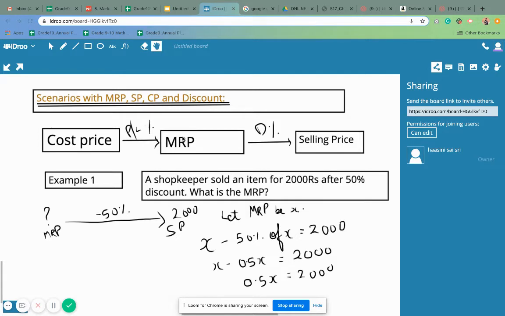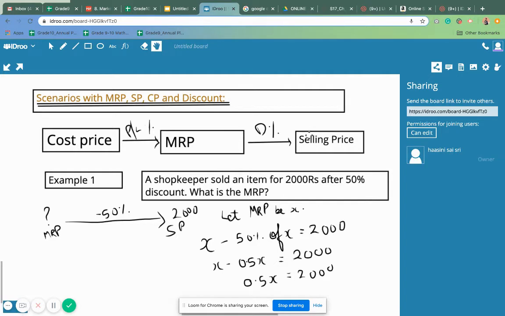After increasing it to the maximum retail price, they can show some discount and sell it, or they can directly sell it at the MRP. In this particular video, we are going to look at cases where we find only cost price and MRP, or MRP and selling price, or scenarios in which I have to deal with cost price, MRP, as well as selling price. Now, let's look at the first question.